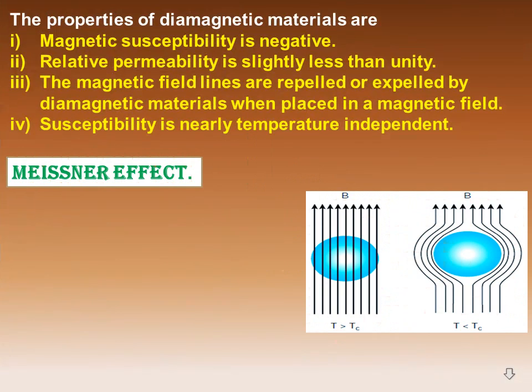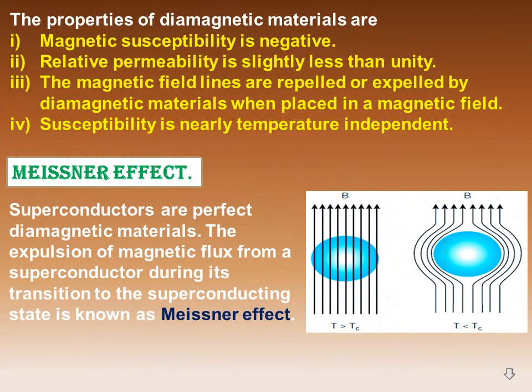This shows the Meissner effect of the diamagnetic material. The Meissner effect means superconductors are perfect diamagnetic materials. The expulsion of magnetic flux from a superconductor during its transition to the superconducting state is known as the Meissner effect. That means a conductor is transferring its nature from the conductor stage to the superconductor stage. The transition is known as the Meissner effect.